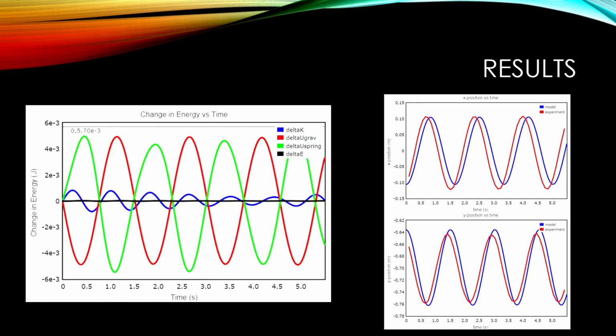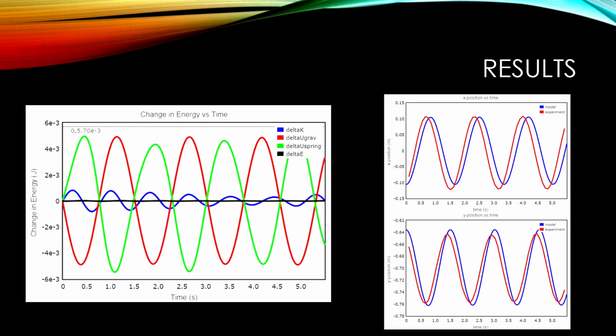Here are the results of the experiment. On the left is energy versus time. As you can see, all of the kinetic and potential energies fluctuated throughout the experiment, but the black line in the center represents the total energy of the system, which remained constant throughout the experiment, which is what we would expect from the energy principle.